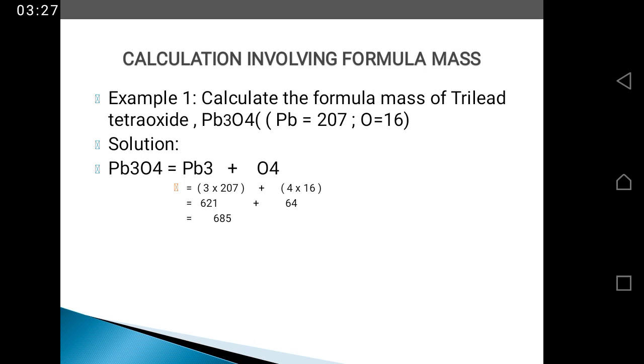or compound. So since we have 3 atoms here, we have 3 times the relative atomic mass of lead, which is 207, plus 4 times the relative atomic mass of oxygen, which is 16. When you multiply 3 times 207, you have 621, plus 4 times 16, you have 64. If you sum it up together, you're going to have 685. This 685 is the formula mass, or otherwise regarded as the relative molecular mass of trilead tetraoxide, Pb3O4.